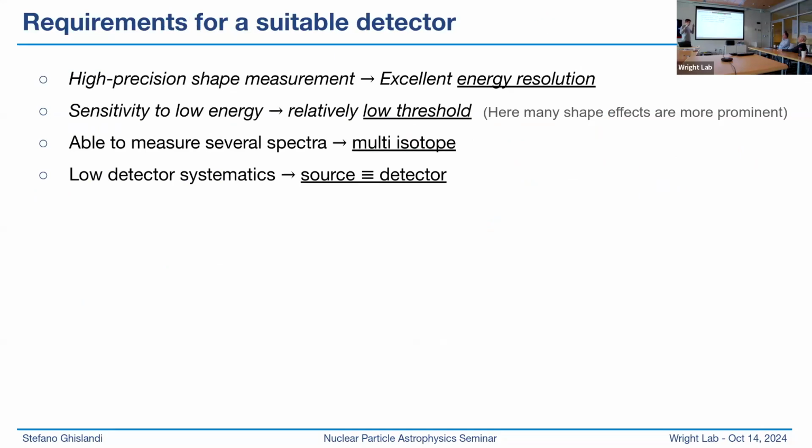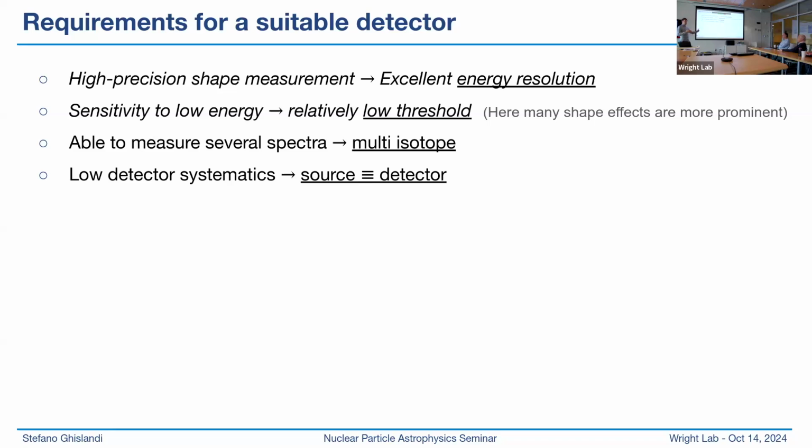Obviously, in order to be sensitive to GA, you need to be very sensitive to the shape. In order to measure it, you need a reliable, suitable detector. You want an excellent energy resolution because you want to measure the shape precisely. You usually want a relatively low threshold because the low energy part of the spectrum is more dependent on the shape effects. It would be good to have a single technique that can probe and measure different isotopes. And then you also want to keep the detector systematics quite low.